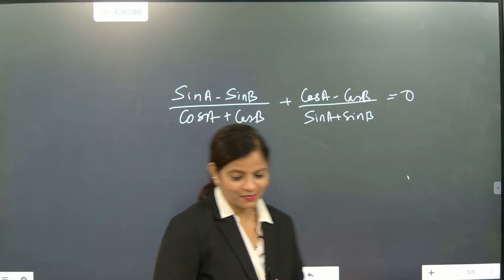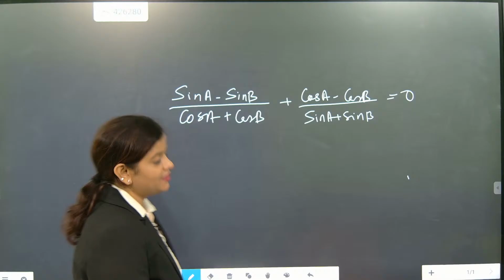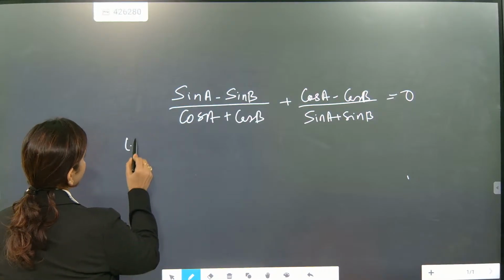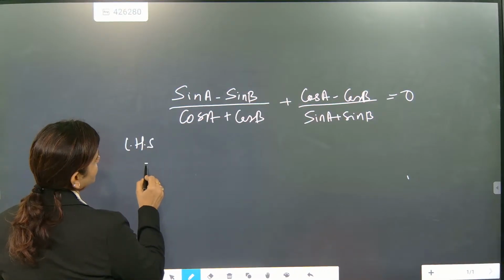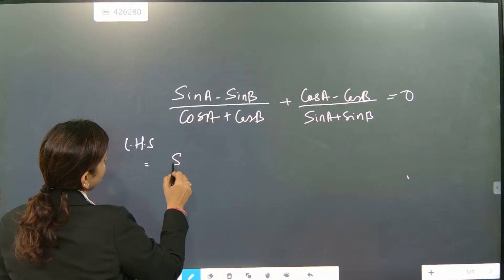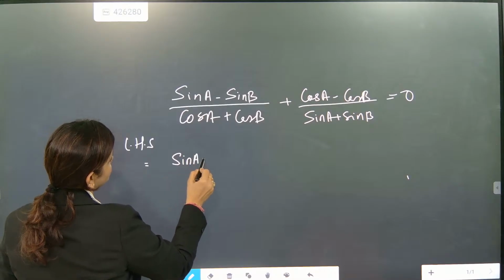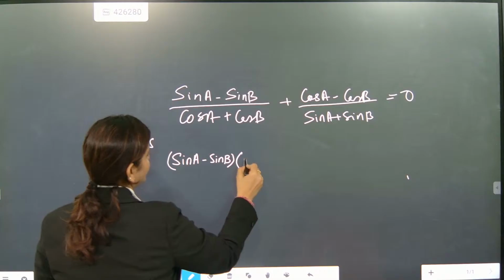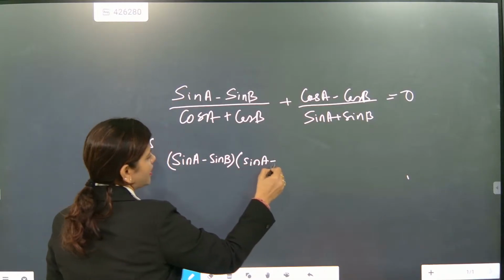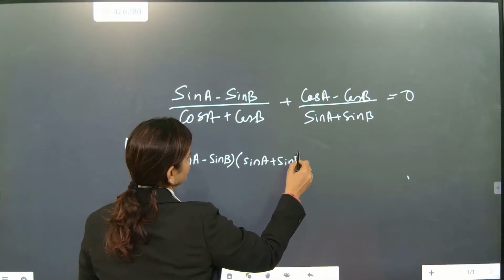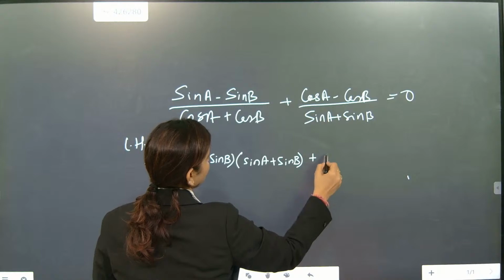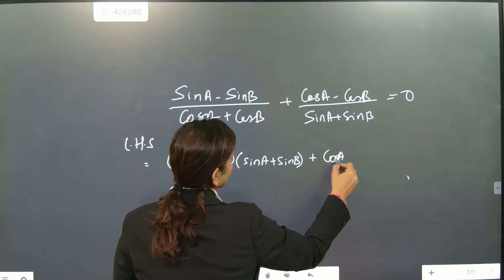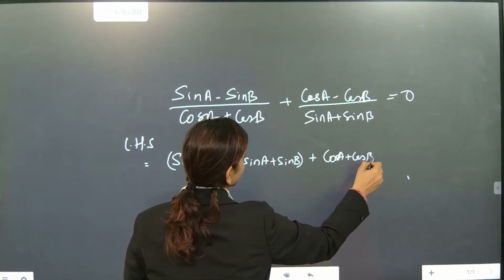Thank you for giving me permission to solve the question. Now look here, beta. This is LHS. This into this we will do sin A minus sin B, and here sin A plus sin B. This part cross multiply cos A plus cos B.